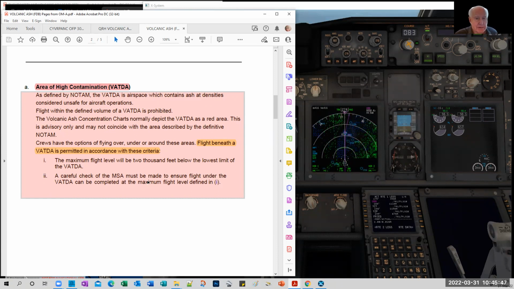Simple. Your dispatch center and you as the crew members are responsible. Flight within the defined volume of VATDA is prohibited. All right. The volcanic ash concentration charts normally depict the VATDA as a red area. That's why I've highlighted this text in a gentle background of red. This is advisory only and may not coincide with the area described by the definitive NOTAM.